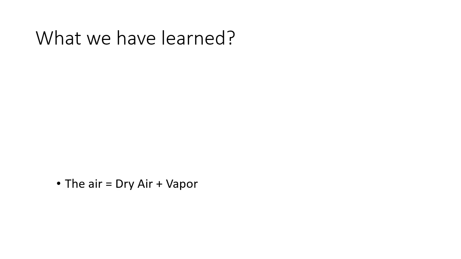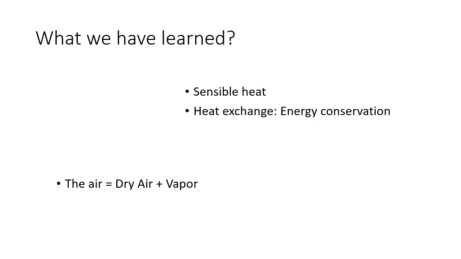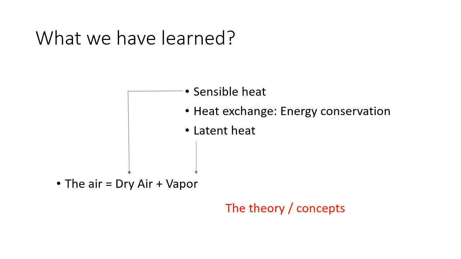Now let's look at them individually. We look at room air as a mixture of dry air and vapor. So therefore, there is sensible heat, and we look at the heat exchanger, and we look at the latent heat. The sensible heat is for the dry air and the latent heat is for the vapor.